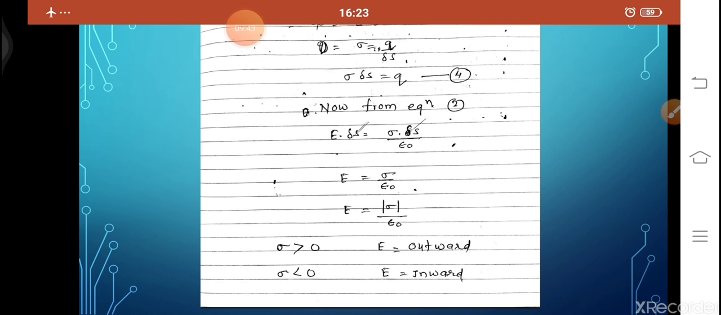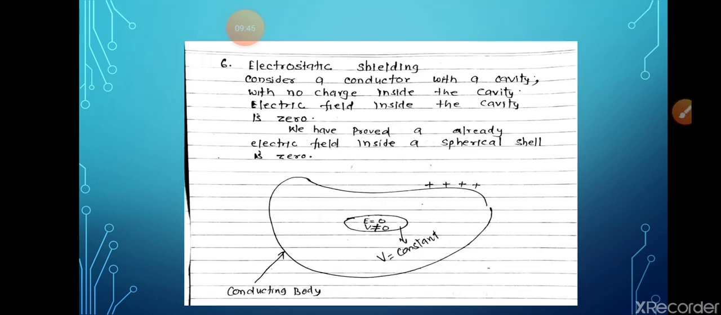Now we have one more property of a conductor, electrostatic shielding. Consider a conductor with a cavity with no charge inside the cavity. The electric field inside the cavity is 0. We have already proved the electric field inside a spherical shell is zero. So E is 0 inside the cavity. That does not mean that V will be 0. V is not equal to 0. E is 0, V is constant.